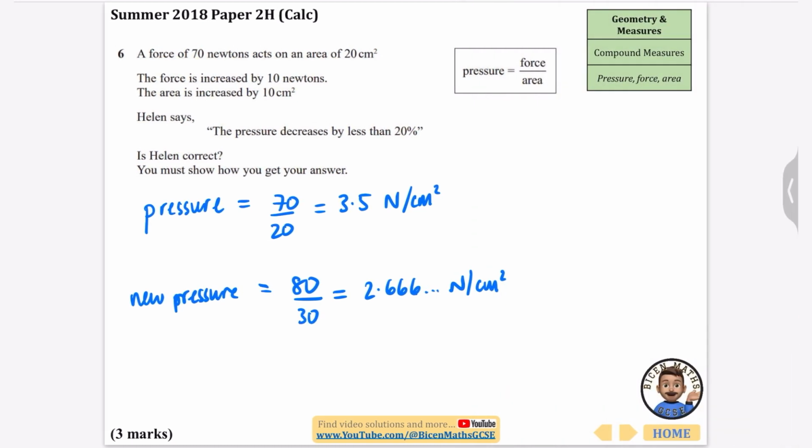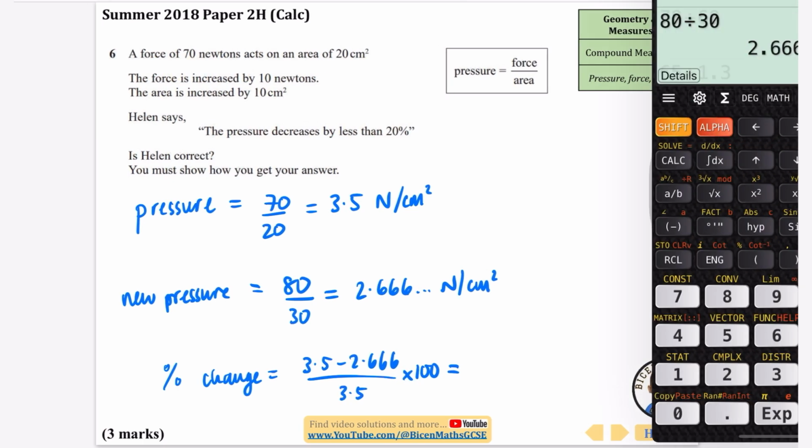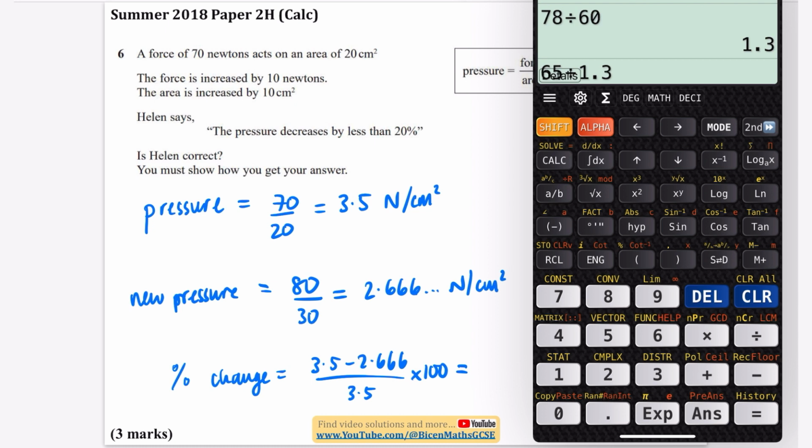Now, Helen says that the pressure decreases by less than 20%. Well, let's actually just work out what the pressure decreases, so what the percentage change is. The decrease is going to be the difference between them, so I'm going to do 3.5 minus 2.666 divided by the original, which is 3.5, and we will times that by 100. Now there are other ways of answering this. This is just the way that kind of makes most sense to me.